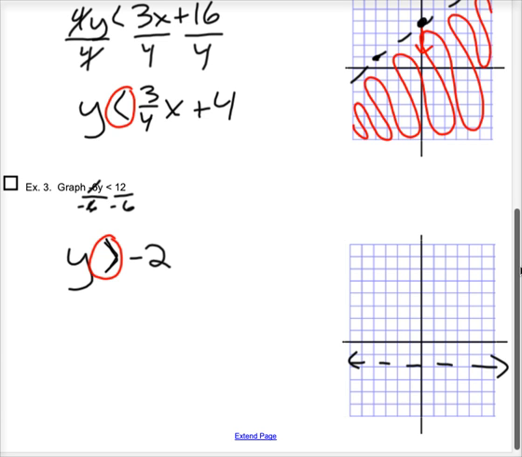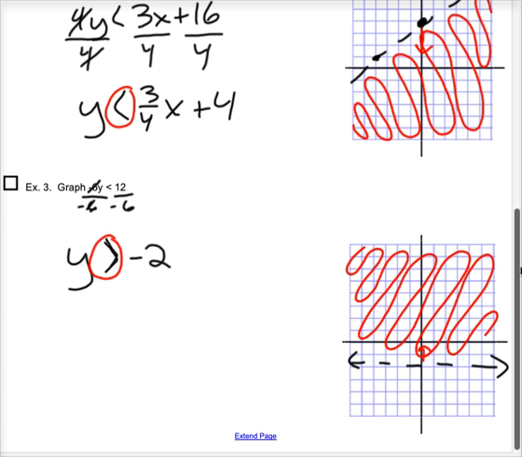Okay? And y is greater than that line. So, greater than, go to any point. Greater than means above. So if y is greater than that -2, that means I'm going to get every point in this region here.